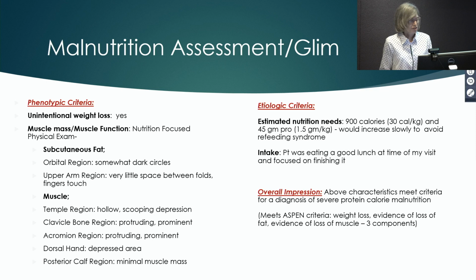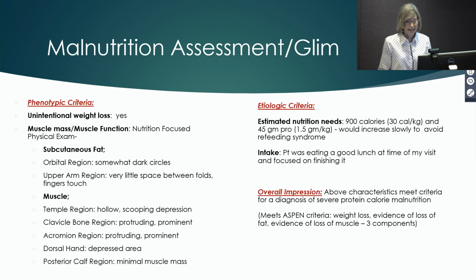So this is her malnutrition assessment. Yes, she had unintentional weight loss. I did that nutrition-focused physical exam. I won't go through all of the criteria, but her eyes and her temple region were obvious. Her clavicle and acromion region were prominent and protruding. Her interosseous muscle was depressed, with not a lot of muscle mass in her calf. So she definitely fit the criteria.